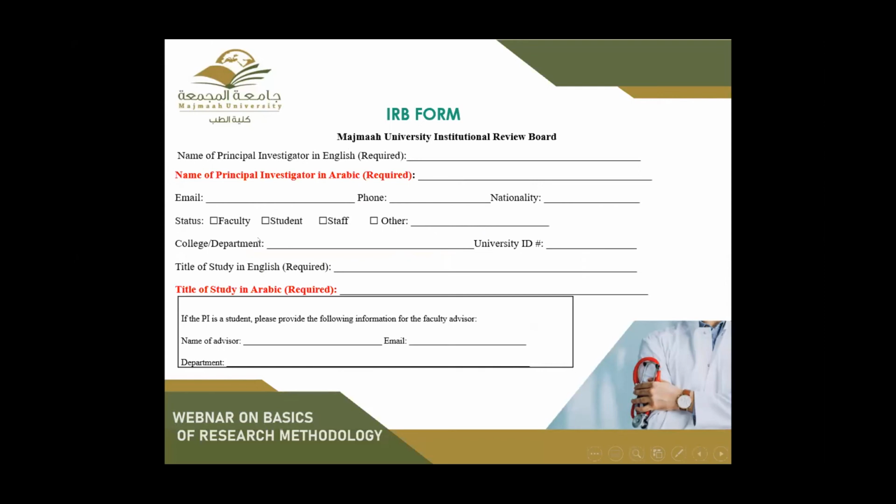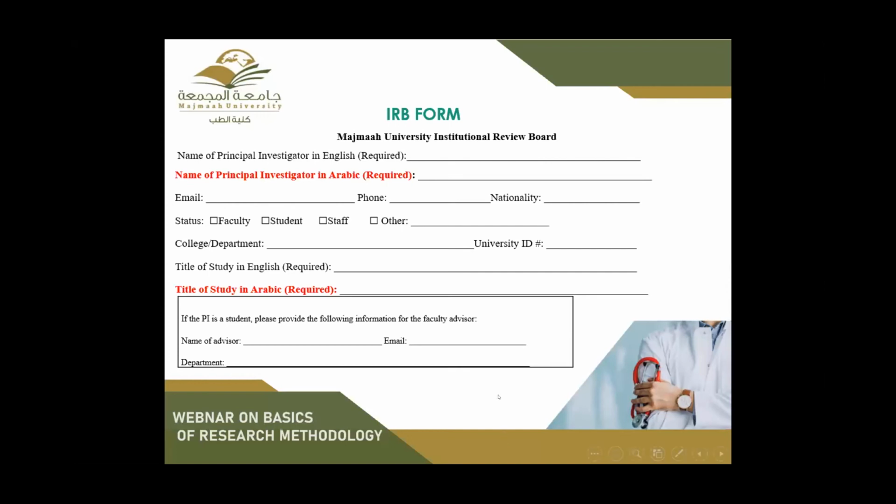Then the email, the phone, the nationality, the status, whether you are faculty or student, the department, and the title of the study in Arabic are also required. Very important. Some people forget to write the title of the study in Arabic, and this you have to translate. Even if you use Google Translate, you have to adjust it to be a smart, adequate, and good translation.